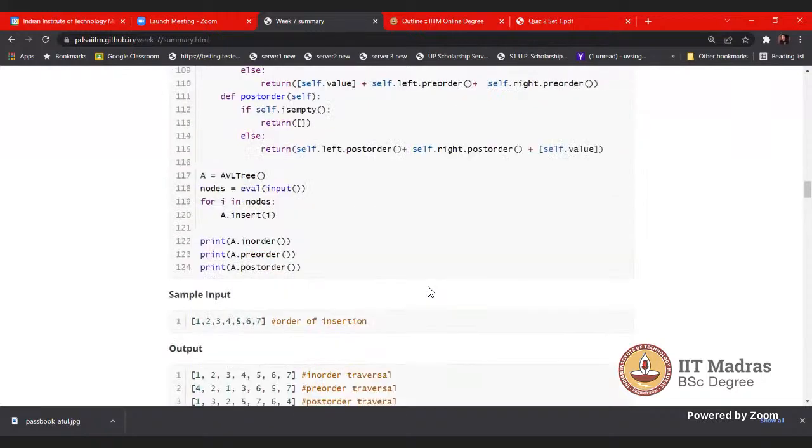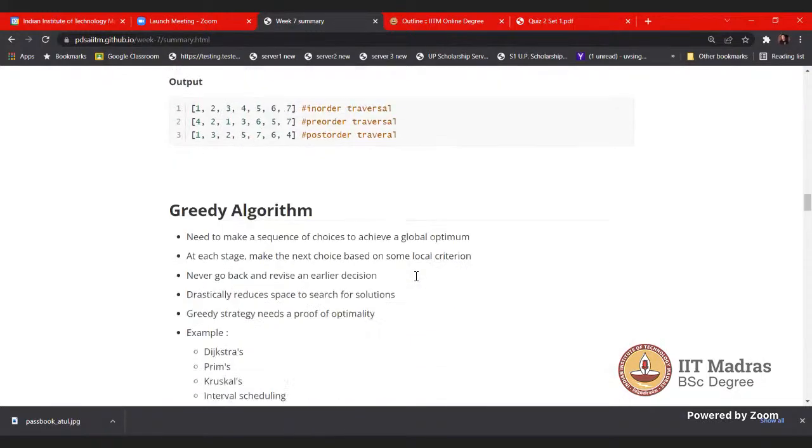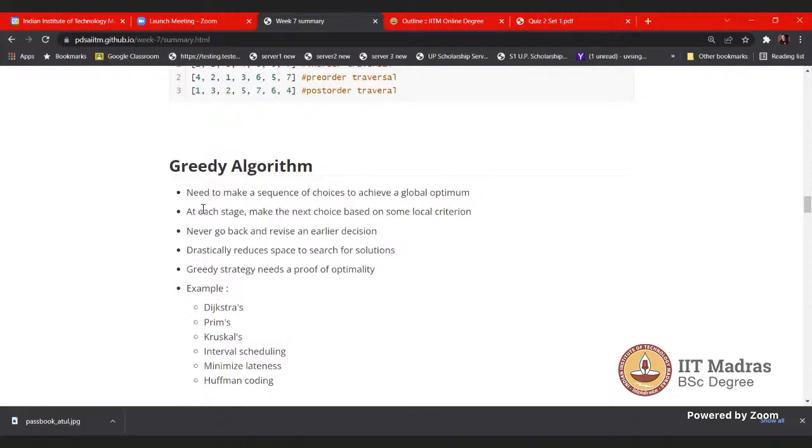Okay, so after this AVL part comes the greedy algorithms. We need to make a sequence of choices to achieve a global optimum. Actually, we will make the choice at every local position, and after performing these local choices, we get the final global optimum solution.